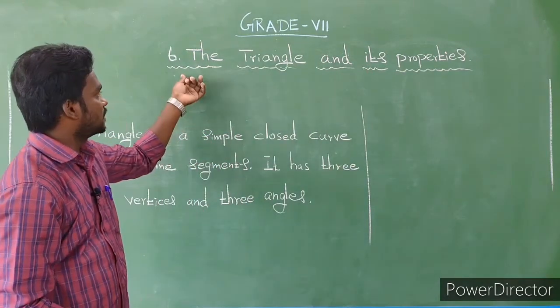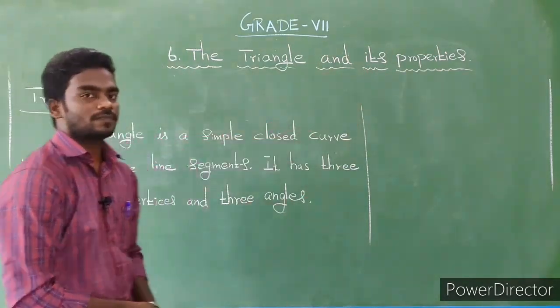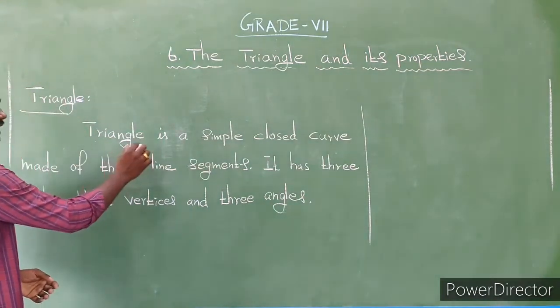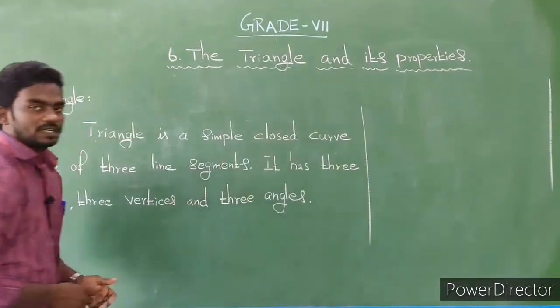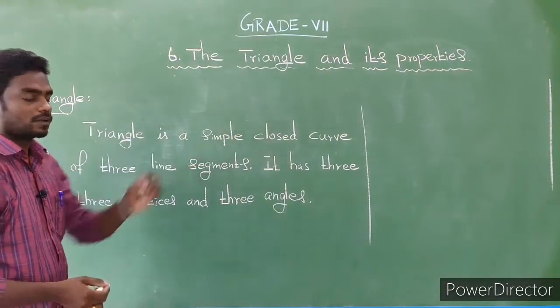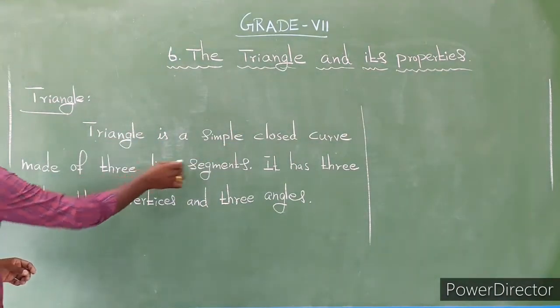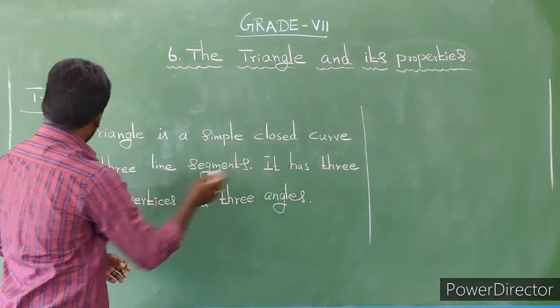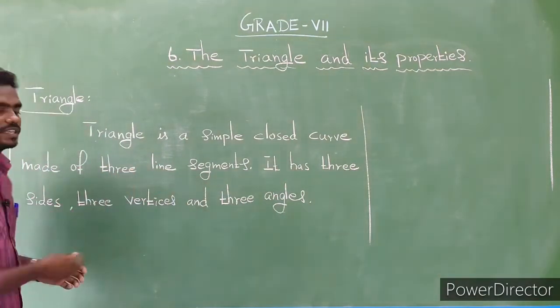What is our chapter 6? The triangle and its properties. First, what is a triangle? A triangle is a simple closed curve. A triangle is a simple closed curve made of 3 line segments. It has 3 sides, 3 vertices and 3 angles.